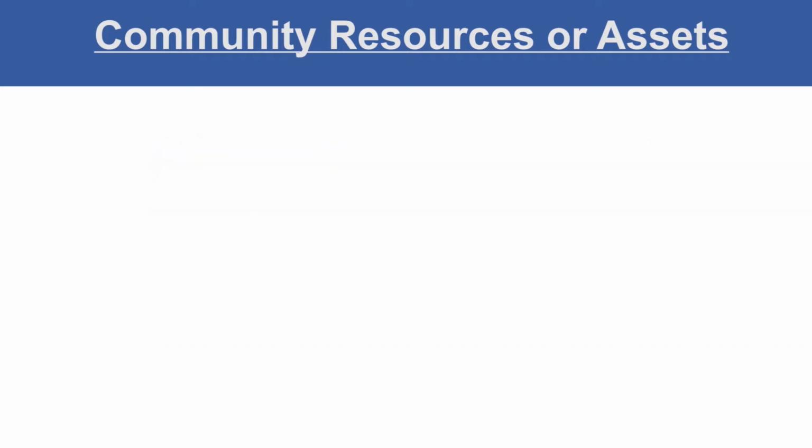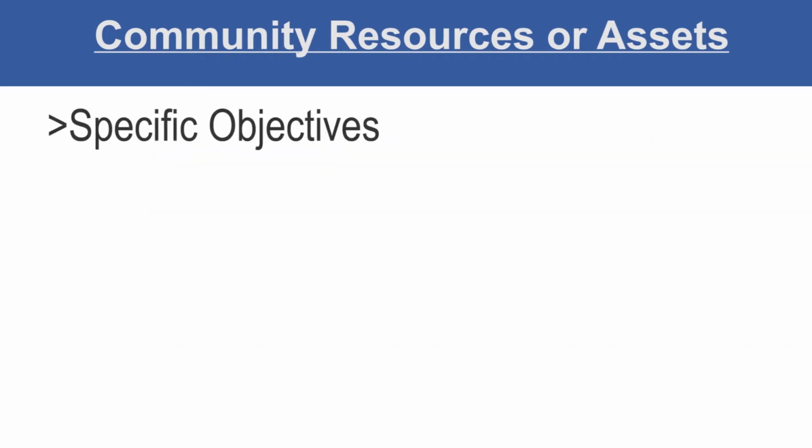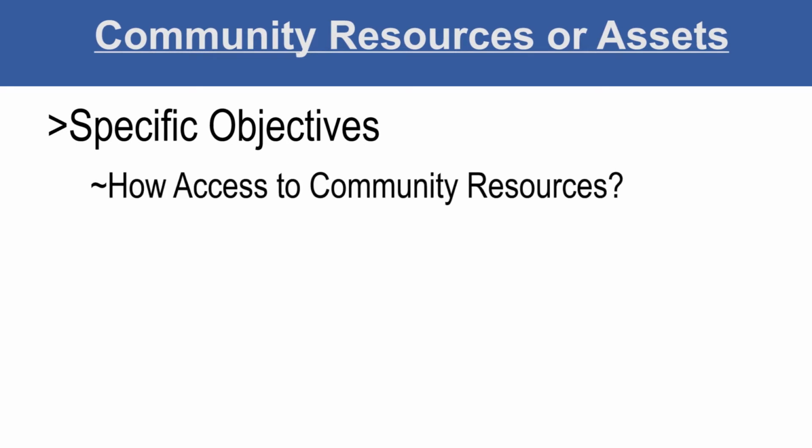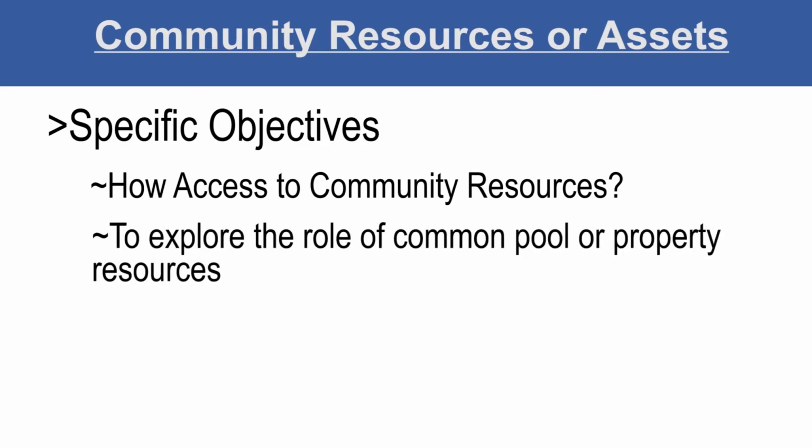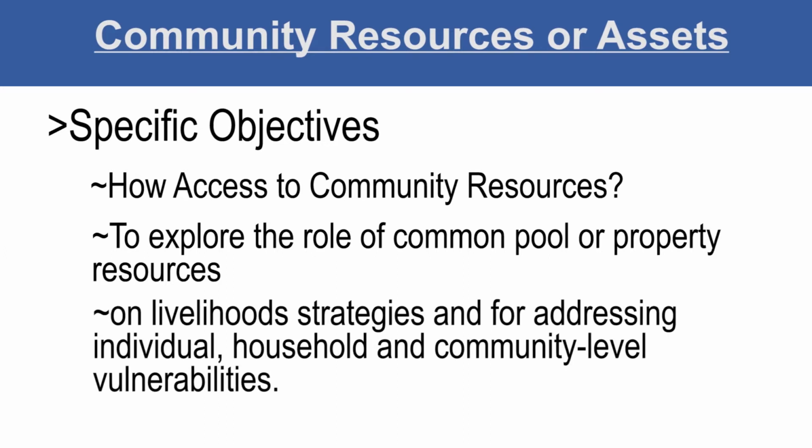These then are the motivation, and what are the specific objectives as we go through this video? 1. We will explore how access to community resources, that is those resources that are not owned privately, can support livelihoods for the poor in normal times and also during crises. More specifically, we will explore examples to understand the role of common property resources and of livelihoods activities in addressing individual, household, and community level vulnerabilities.